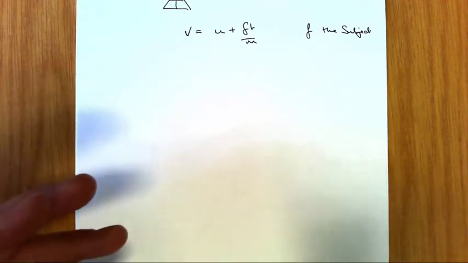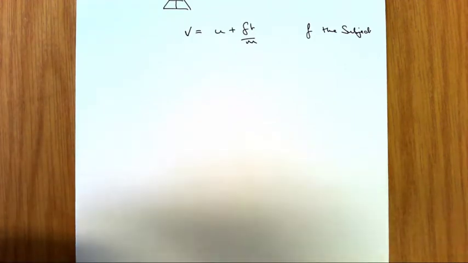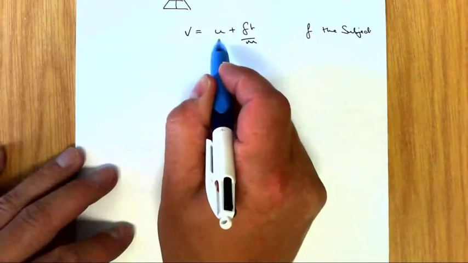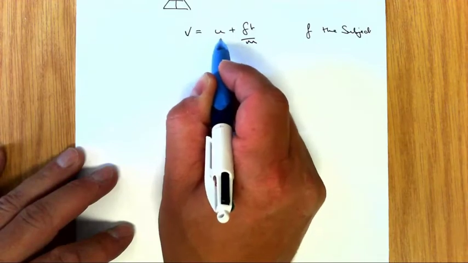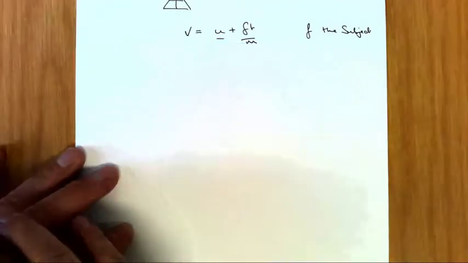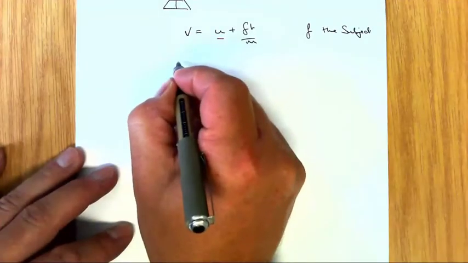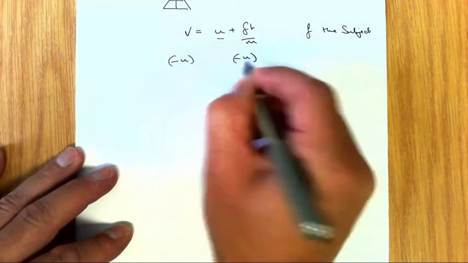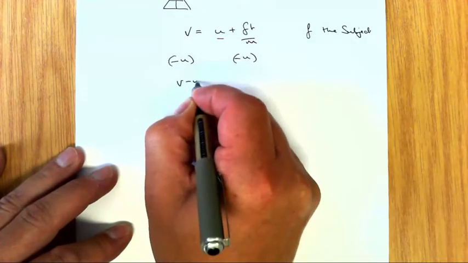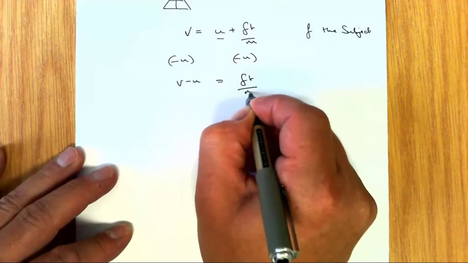So what we're going to look at in this case is that we're going to try and move the things. The order of the way we move things is to move the things which are furthest away from the letter we want as subject first. Now, in this case, on the right hand side where the F is, the thing that's furthest away is this U. So we need to get rid of that. So if we take U away from both sides, you've got V minus U equals Ft over M.